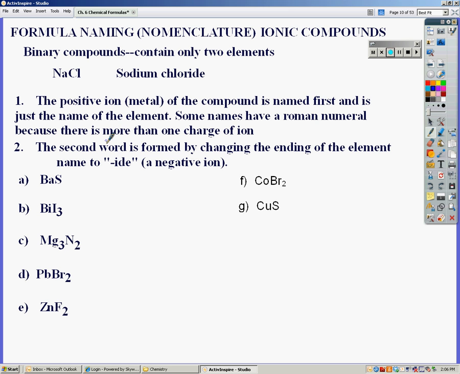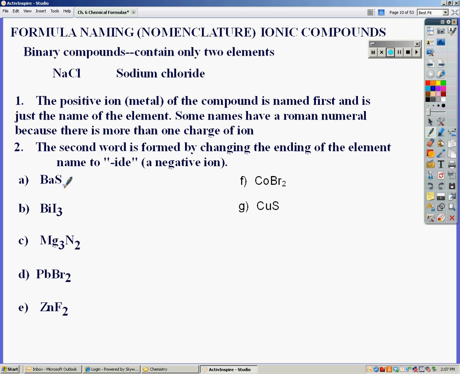Alright, so now we're going to work backwards. We are going to start with the formula and come up with the name. Okay, so your first goal is to identify what type of compound you have. And right now we are only doing ionic compounds. Okay, so that means they all have metals first. And the metals are your cations, and remember, their names don't change at all. It's just the same name that you find off the periodic table.